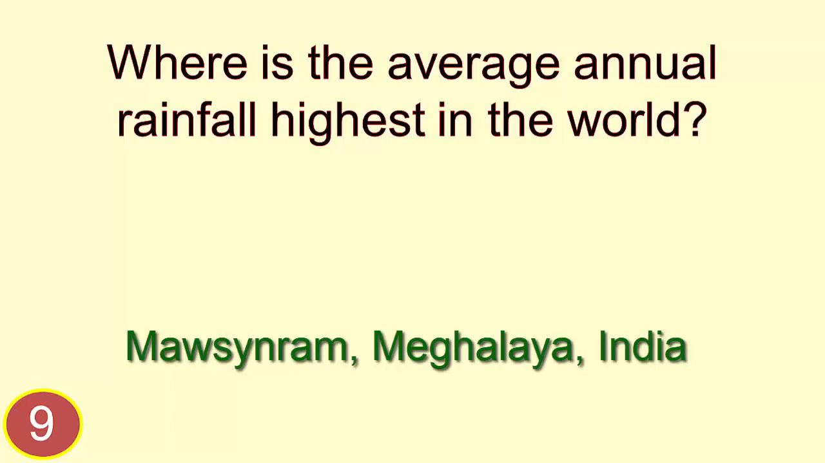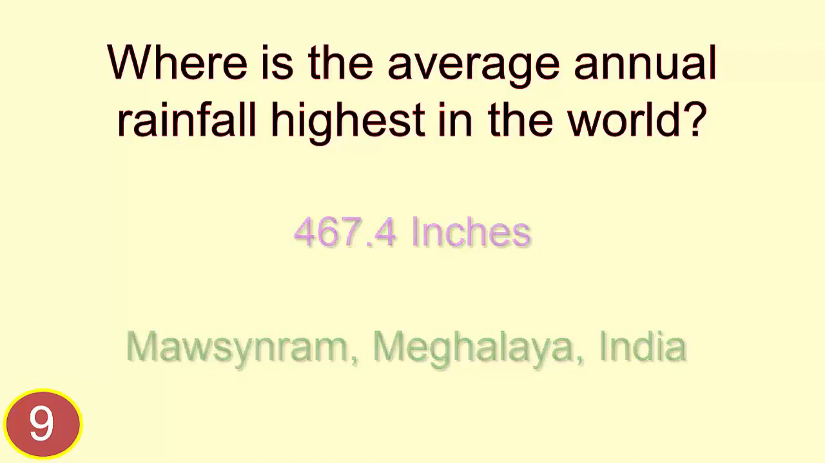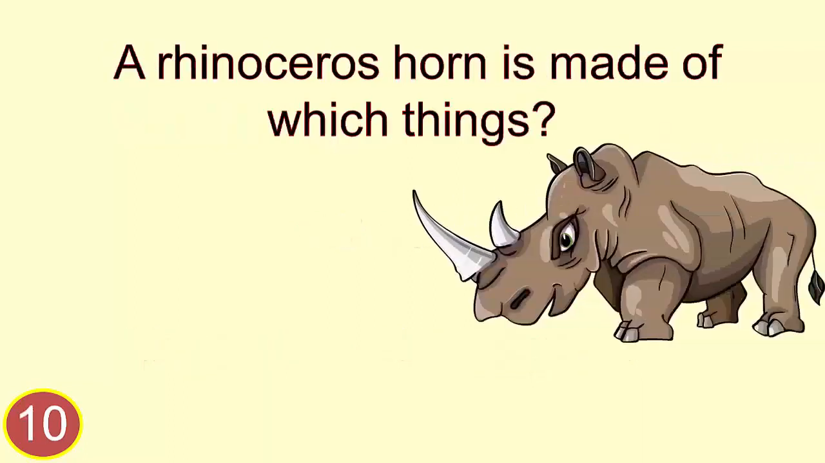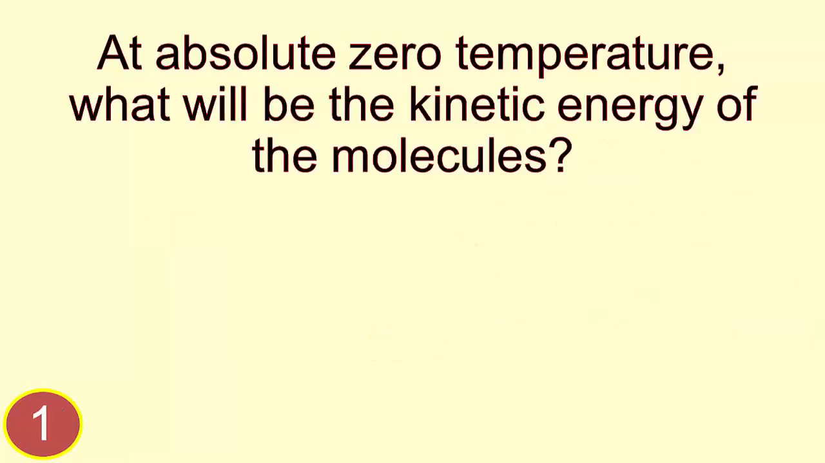The village holds the world record for the highest average annual rainfall as it receives an average annual rainfall of about 467.4 inches. A rhinoceros horn is made of which things? Answer is hair. Rhino horn is made up mainly of keratin. At absolute zero temperature, what will be the kinetic energy of the molecules?